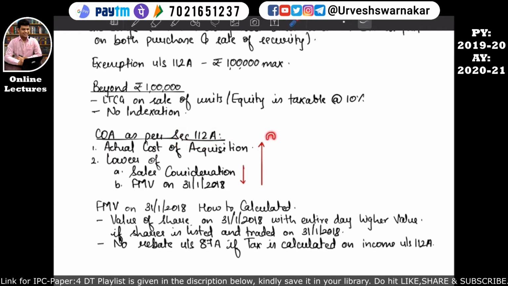So the formula is given over here: actual cost of acquisition of the listed equity shares, and the lower of the following, that is sales consideration, which is the full value of consideration of such equity shares that have been sold, and it will be compared with the fair market value as on 31st January 2018. I hope this is quite clear. Whichever is lower of these two will be compared with the actual cost, and whichever is higher will become our cost of acquisition for such listed equity shares. I hope this is quite clear to you all.